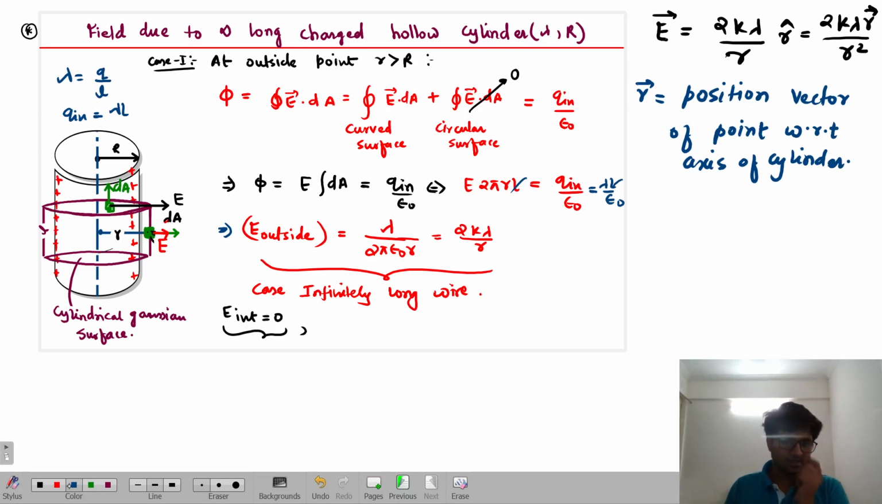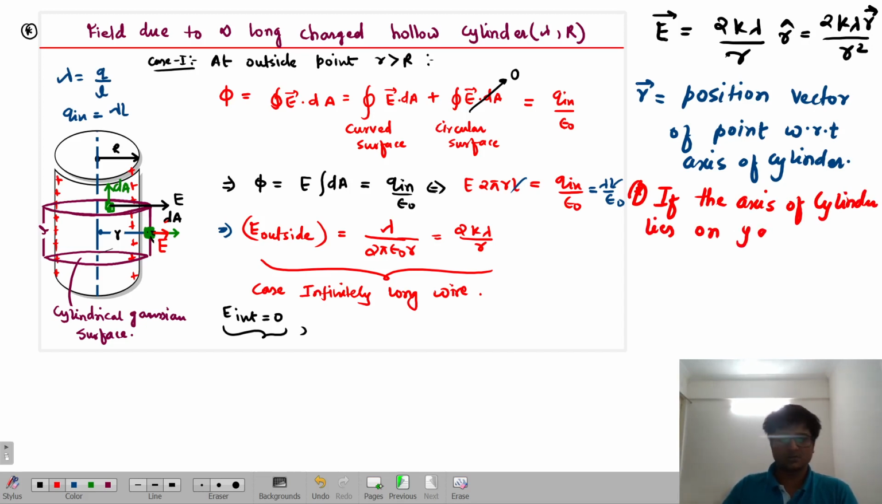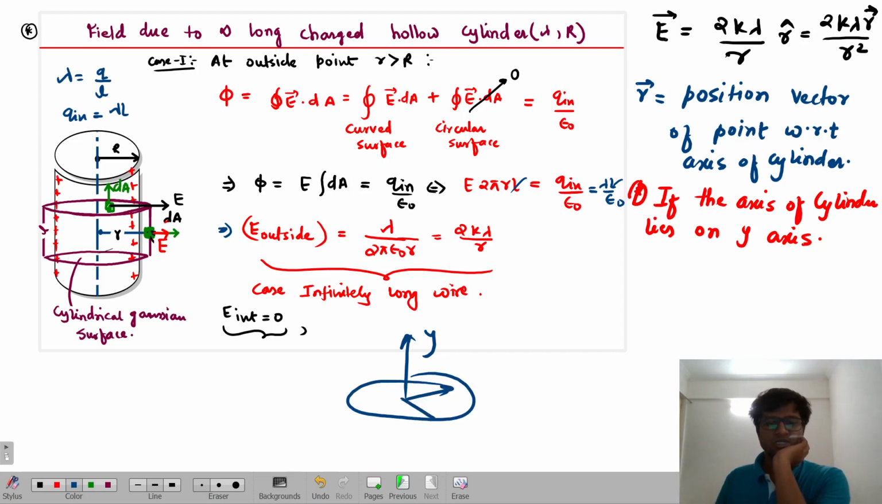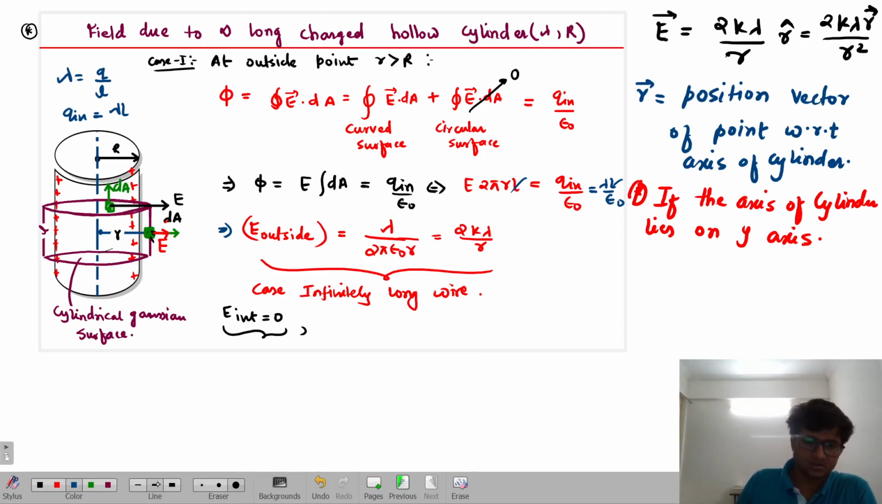Let's take an example. If the axis of the cylinder lies on the y axis, look over here, then the circle, ध्यान से समझना जरा, मतलब सिलेंडर की खुद की एक्सिस y एक्सिस पे, तो जो सर्कल बनेगा वो xz प्लेन पे बनेगा ना. तो जो r वेक्टर हम बनाएंगे वो x वेक्टर और z वेक्टर के हिसाब से बनाएंगे. Is that clear or not?